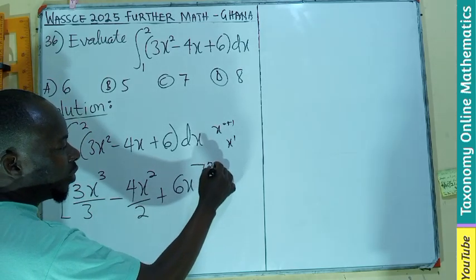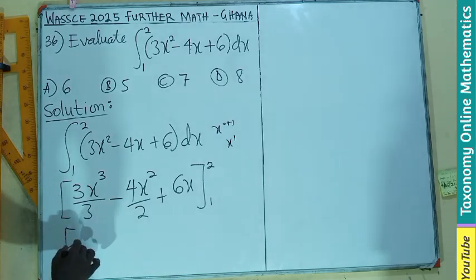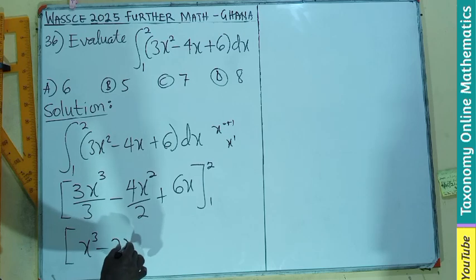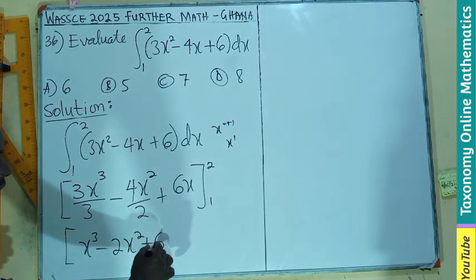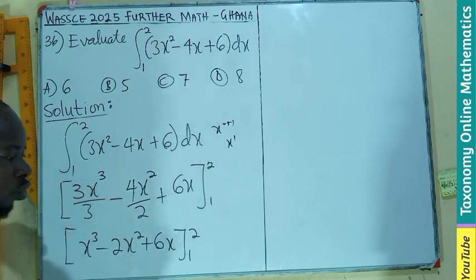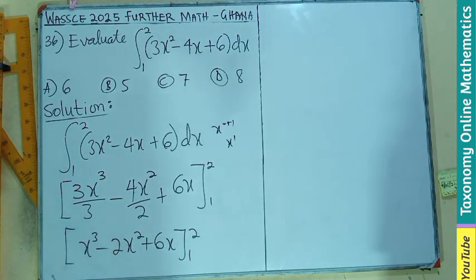Then we have the limit of 1 to 2. I can see that this will cancel. So in this bracket, I'll be left with x³, minus 2x², plus 6x in the limit interval of 1 to 2. So now let's substitute the upper limit and the lower limit respectively.